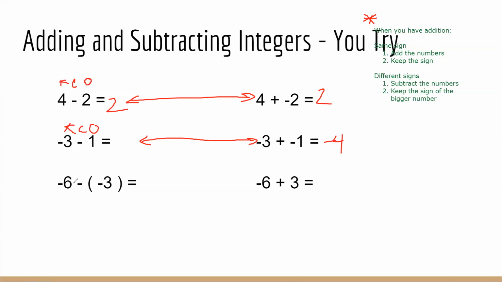Last one, really confusing to look at, but when we do our KCO, it's a lot easier, and I can see that that's a -3.